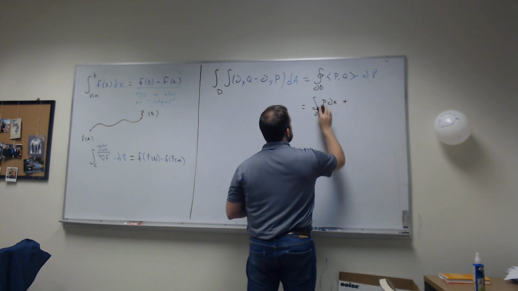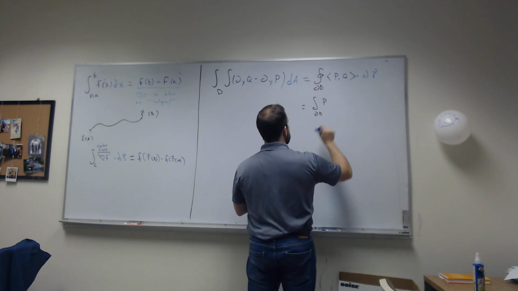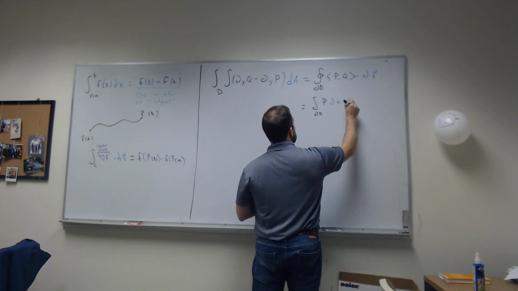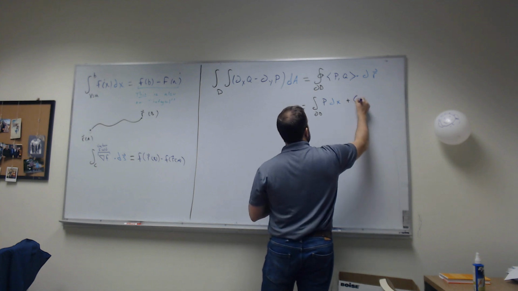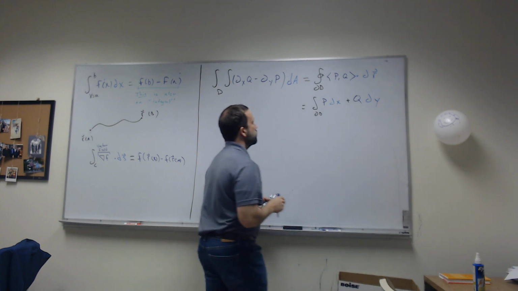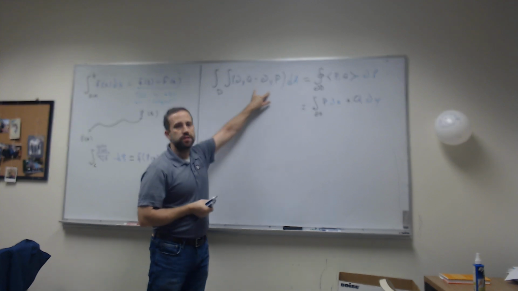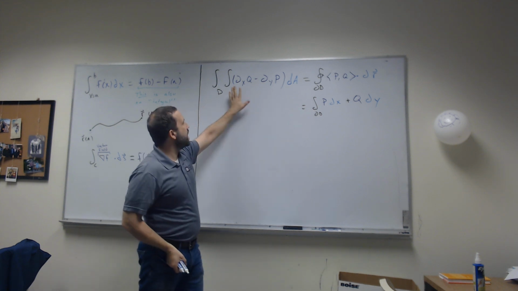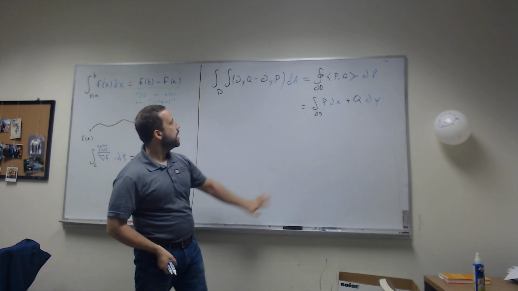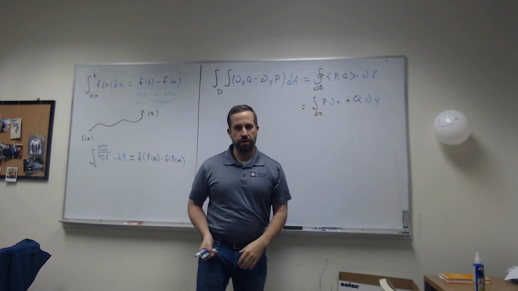I'm really not wanting to change colors. P dx plus q dy. But again, we're doing an integral on the left-hand side. We have derivatives on the left-hand side. Okay, so we can kind of think about this as being like a derivative on the left-hand side. We're integrating a two-dimensional object. And on the right-hand side, we're integrating a one-dimensional object that doesn't have the derivatives.